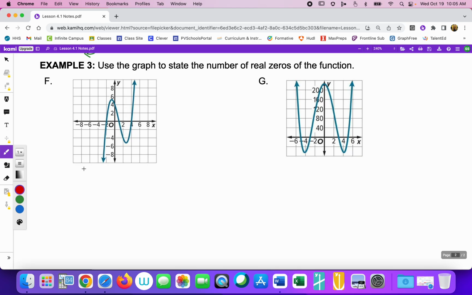So use the graph to state the number of real zeros of the function. What's a 0? It's an x-intercept. So how many times does this graph cross the x-axis? 3. Okay, so it's right here, and right here. Alright, so for today, in your homework, you just need to tell me there's 3 real zeros. It may have imaginary zeros. We'll determine that later. Okay, but those won't be visible anyway. But 3 real zeros.